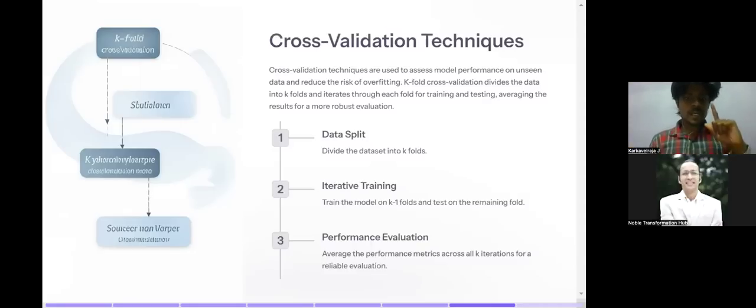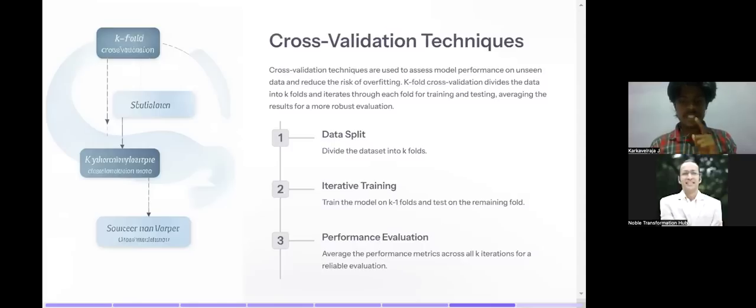Data split: divide the data into k folds, whatever number of folds, 3-fold, 4-fold, 5-fold, anything that we need to mention. Iterative training: train the model on k minus 1 folds and test on the remaining fold. So if you have 4 folds, 3 folds for training, 1 fold for testing, and you keep on iterating and training.